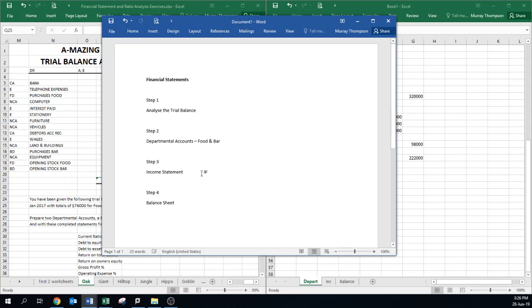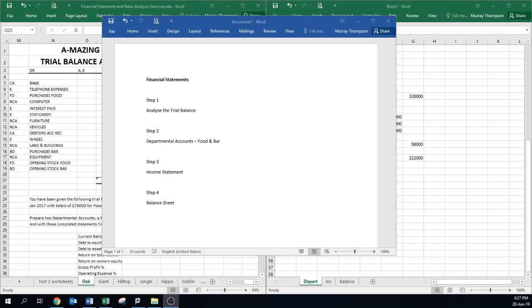Step 3 is an income statement. Okay, so the income statement, the departmental accounts have just looked at one department only at a time, so food department, bar department. The income statement actually brings the whole hotel together. So we start to look at the performance of the whole hotel. So what you'll find is that we want to get the performance of the departments we've just calculated, but also the other departments that are there.